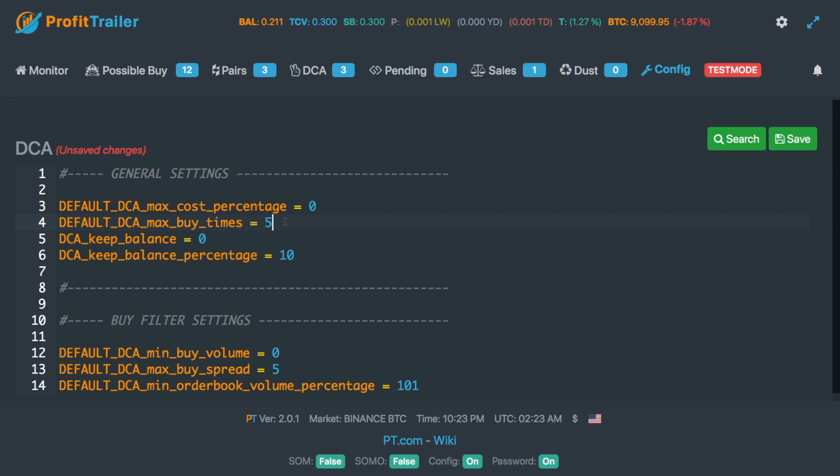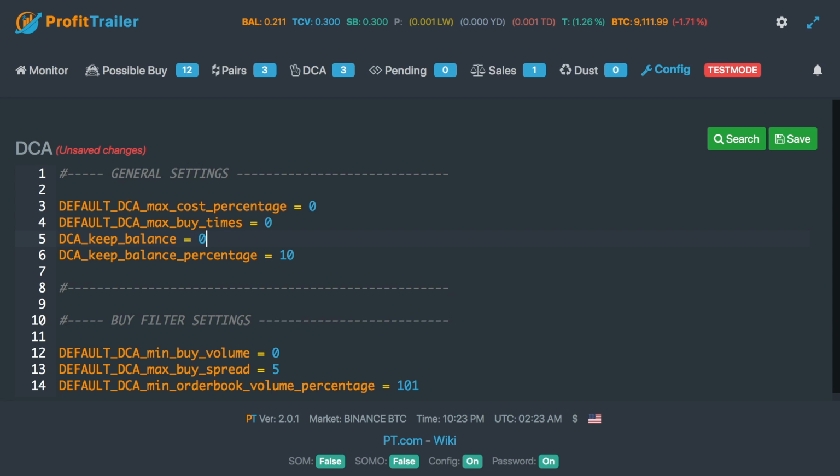Default DCA max buy times. This is pretty self-explanatory. This is the maximum number of buys that the bot will make in order to dollar cost average any coin downward. So you can set this as many times as you want or as few times as you want. However, if you set a 0, this is another trigger to go unlimited number of buys. Just like the default DCA max cost, if it's set to 0, it uses unlimited funds. It'll use all of your balance. And default DCA max buy times, if you set that to 0, it will buy an unlimited number of times until you run out of balance.